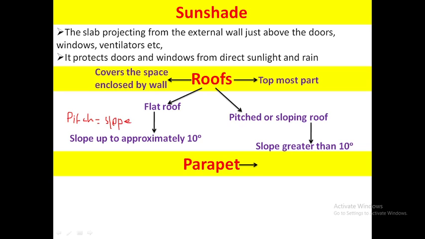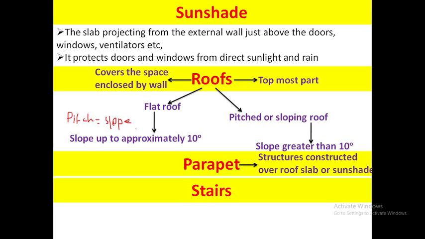Then parapets. These are structures constructed over the roof slab or sunshade for better appearance of the building and for safe usage of the roof surface. Then stairs. These are structures used to climb from one floor to another.